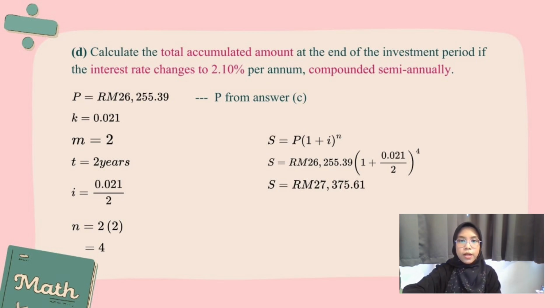So, let's fill in the information into the formula. S equals 26,255 ringgit and 39 cents (1 + 0.021 per 2)^4. So the final answer for S is 27,375 ringgit and 61 cents.